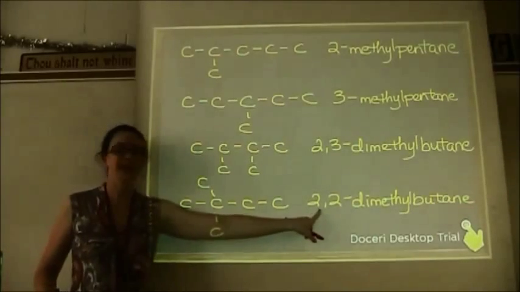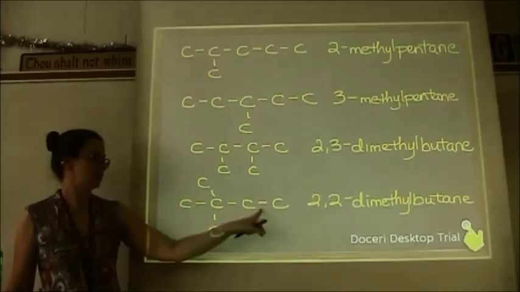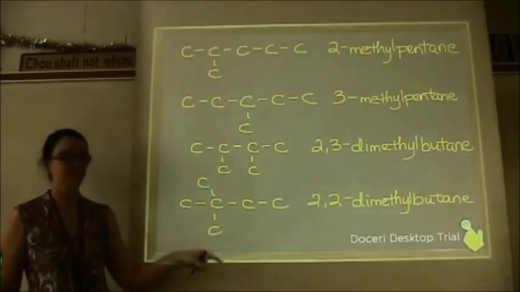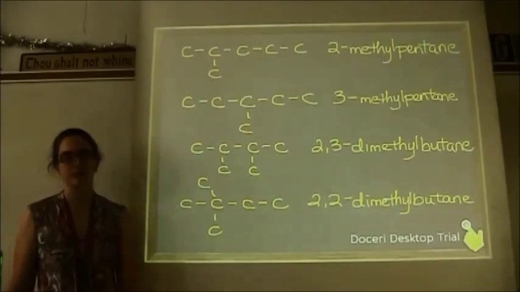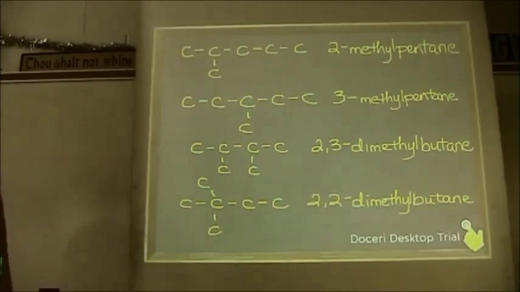And this is weird. Like, this seems really silly. Here's your main chain. But if it just had two dimethyl, wouldn't you know? I know. But that's what you do. You write the number twice, as silly as that is.